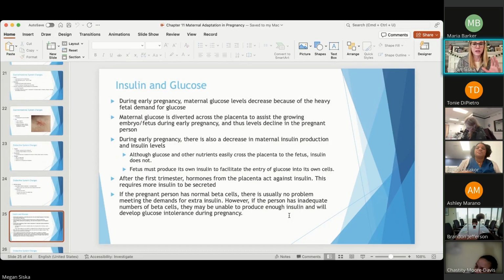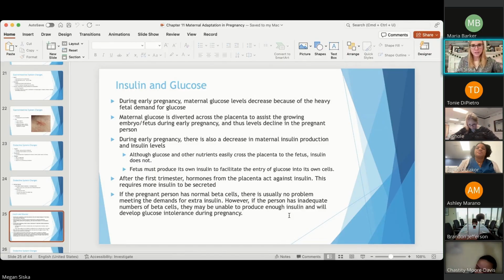There's a big section in your book about insulin and glucose. So during early pregnancy, our maternal glucose levels actually decrease because the fetus has such a high demand for glucose. So mom's giving a lot of that to the baby. Because of that, the mother could have some episodes of hypoglycemia. And so we're always telling our patients to make sure that they're eating small meals frequently.